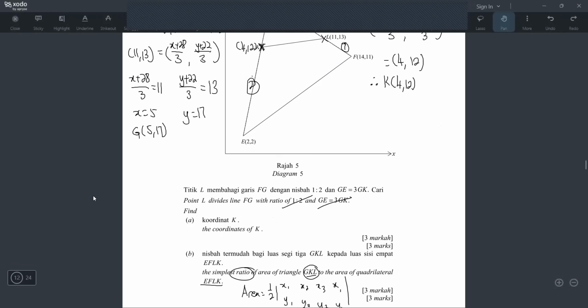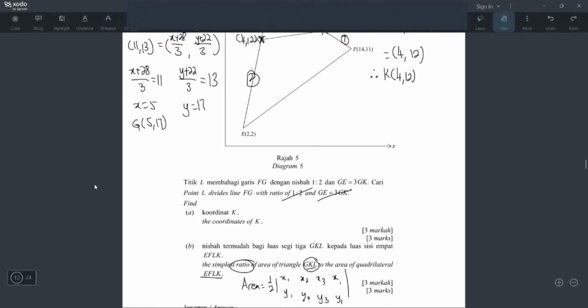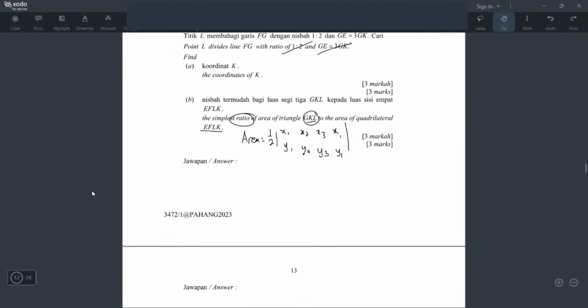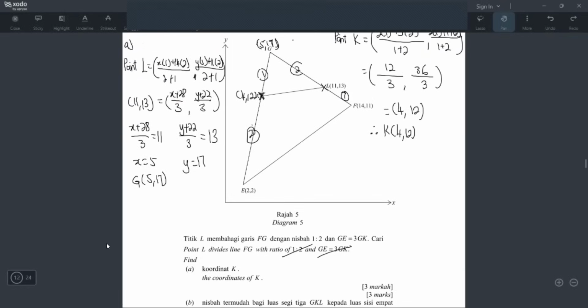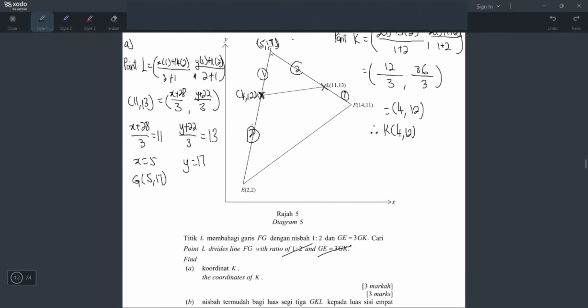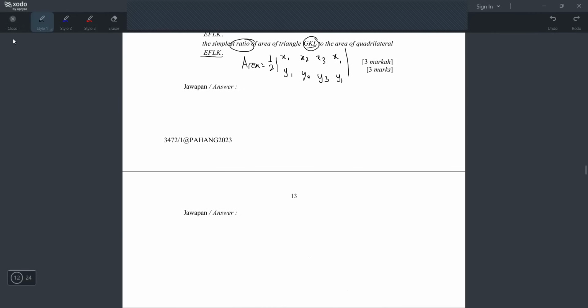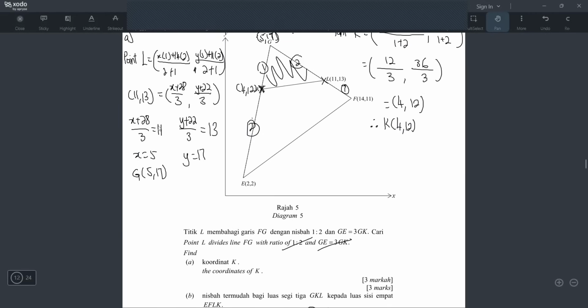Let's do it, because I need the points. Is there any space down here? Okay, there's space down here, but let's write down the points first. I want GKL, so I make sure I have all the GKL coordinates. GKL is this one, right? Do I have all the vertices of this triangle? Yes. G is (5, 17). Let's write down. G is (5, 17), and then K is (4, 12), right? And then L is (11, 13), right? So now I can find my area of GKL down here.